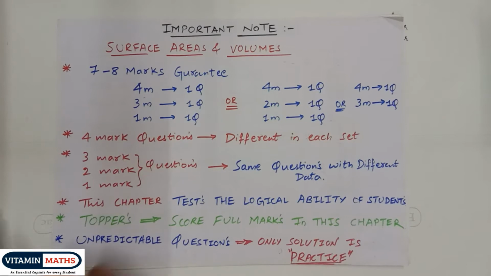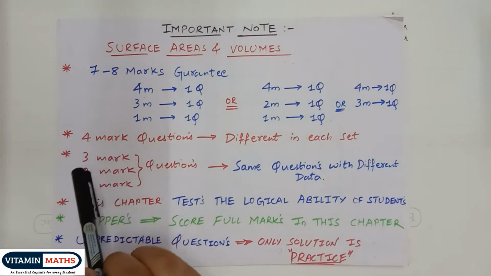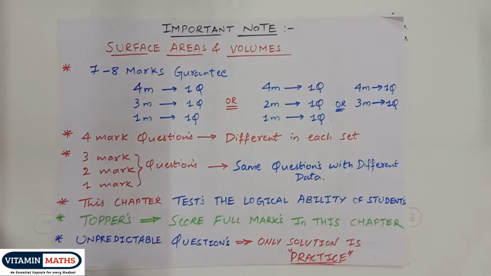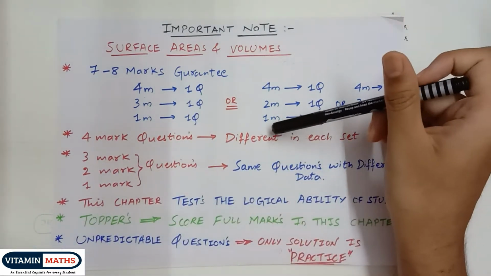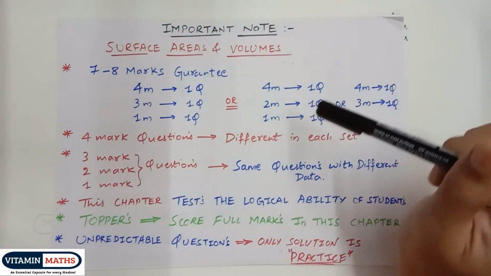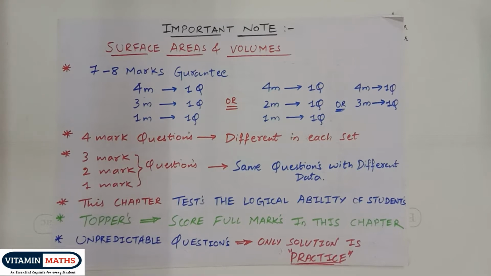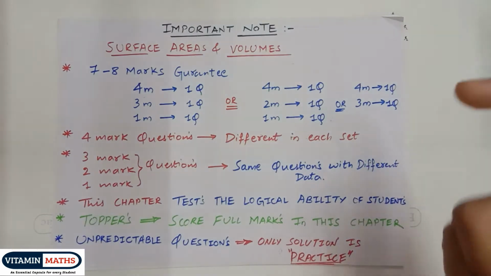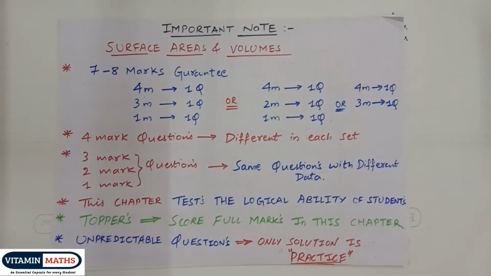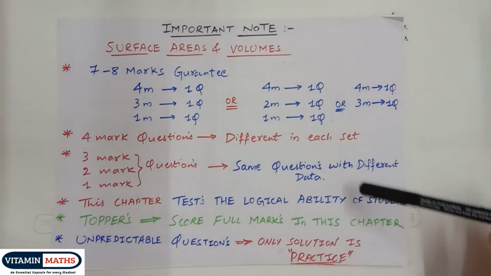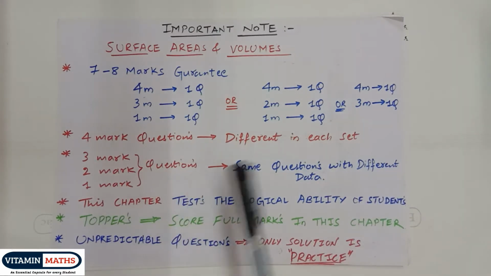The 4 mark questions which appear in the exam are different in each set. There will be 3 sets. In these 3 sets, the 4 mark question which will appear in the last section, section D or section E, will be different for each student. Next point, the 3, 2 and 1 mark questions will be the same questions with different data. The data will be different for each student, so the question will be the same but the data may change.